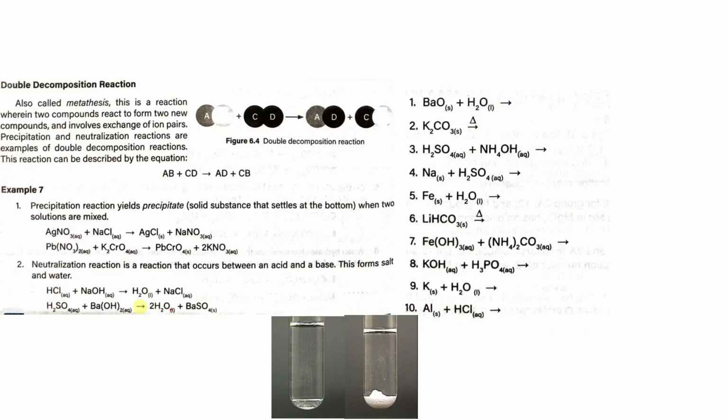Next, we have double decomposition, or double displacement, or metathesis. In this case, we have two compounds with different partners. We have AB, then CD, but after the reaction, they have swapped their partners. So we have AD, this one, then we have BC, this one. So this is the format for this type of reaction.